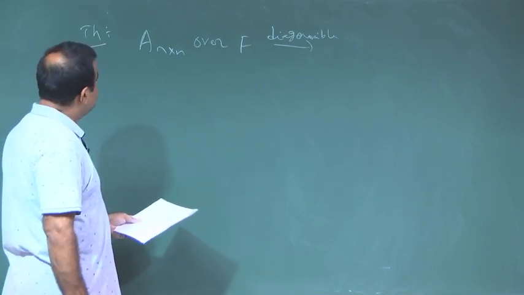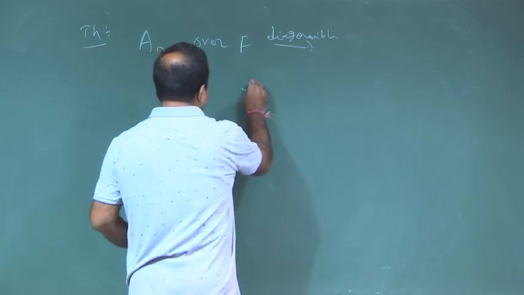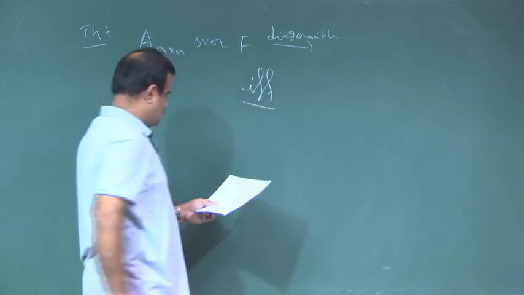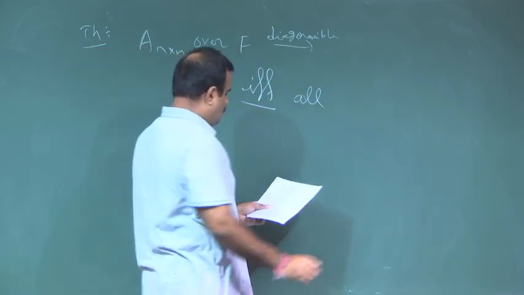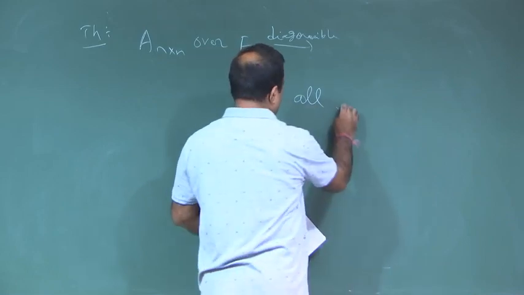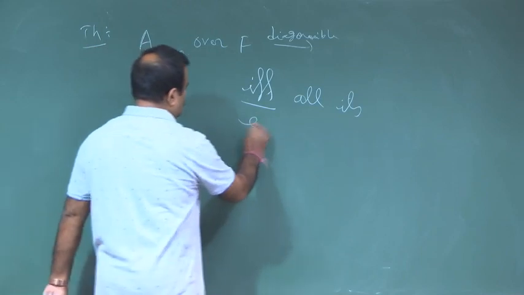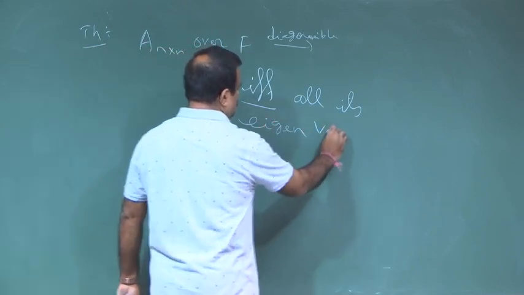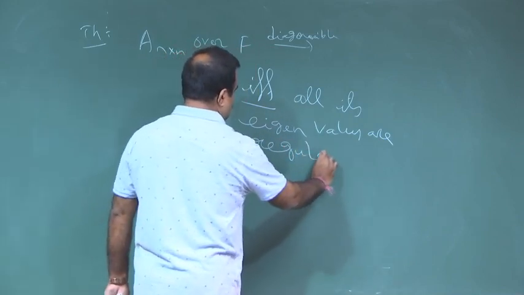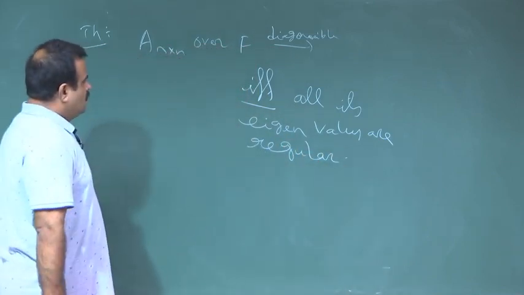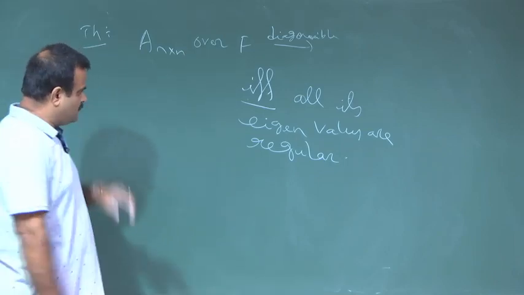So, A is diagonalizable if and only if, this is a necessary and sufficient condition, all its eigenvalues are regular. All its eigenvalues are regular. So, what do we mean by regular? We know the definition of regular.